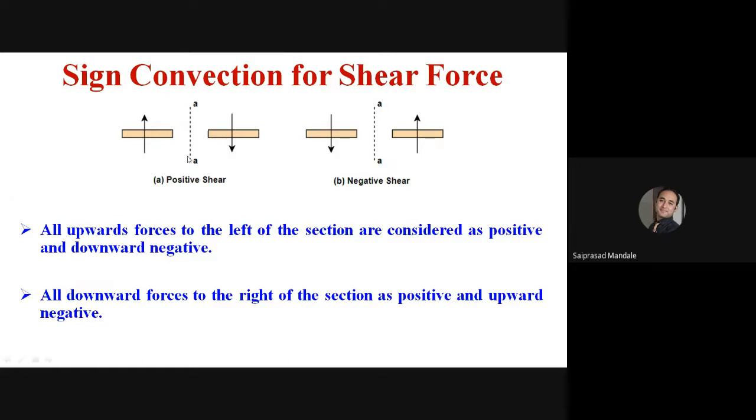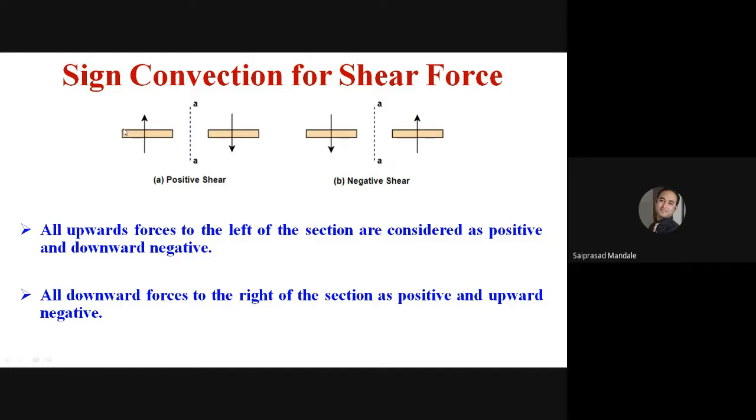This is a section on a beam. The forces acting on the left side of the section are upward, and the forces acting on the right side of the section are downward. If it is a section AA, and some force acts on the left-hand side moving upward, what is its sign convention? And if the force acts on the right side of the beam moving downward, what about that sign convention? Sign convention means either positive or negative, that we have to look for.